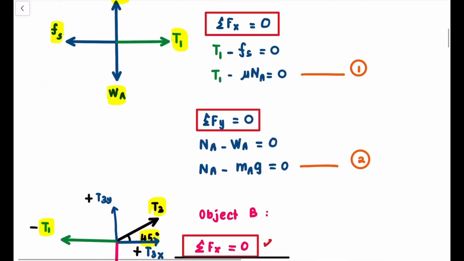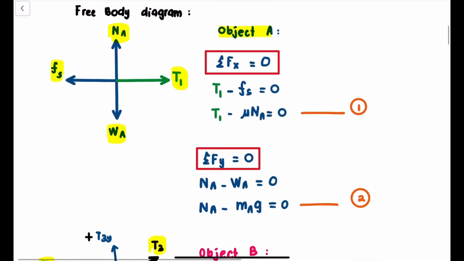Next, for object A, look at the x-axis. This becomes positive and this one to the left, therefore negative sign. Upward and downward. So we can write for the x-axis and for the y-axis.